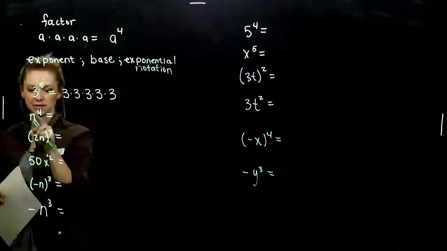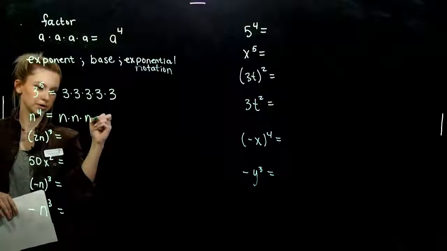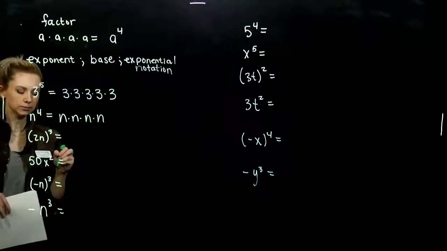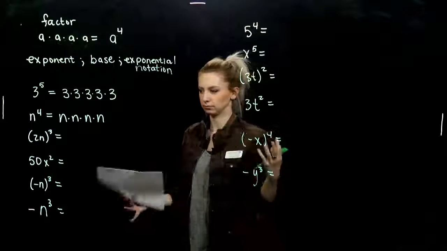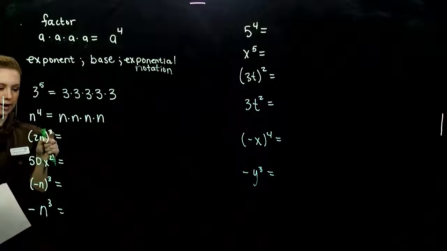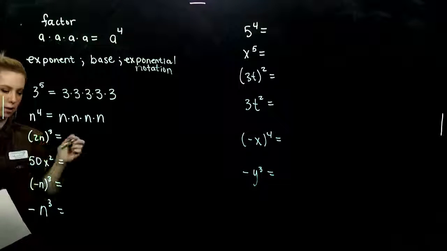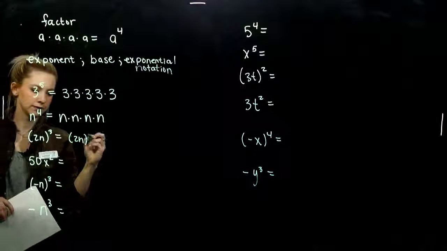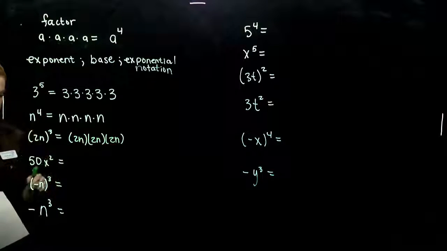Even if we don't know what the base is, if it's n, we take that times itself 4 times in total. And n is dynamic. It's a variable. We can plug in different things at different times. For this part, our exponent is now on this parenthesis. We're taking that whole entire quantity, 2n times 2n times 2n, 3 times in total.